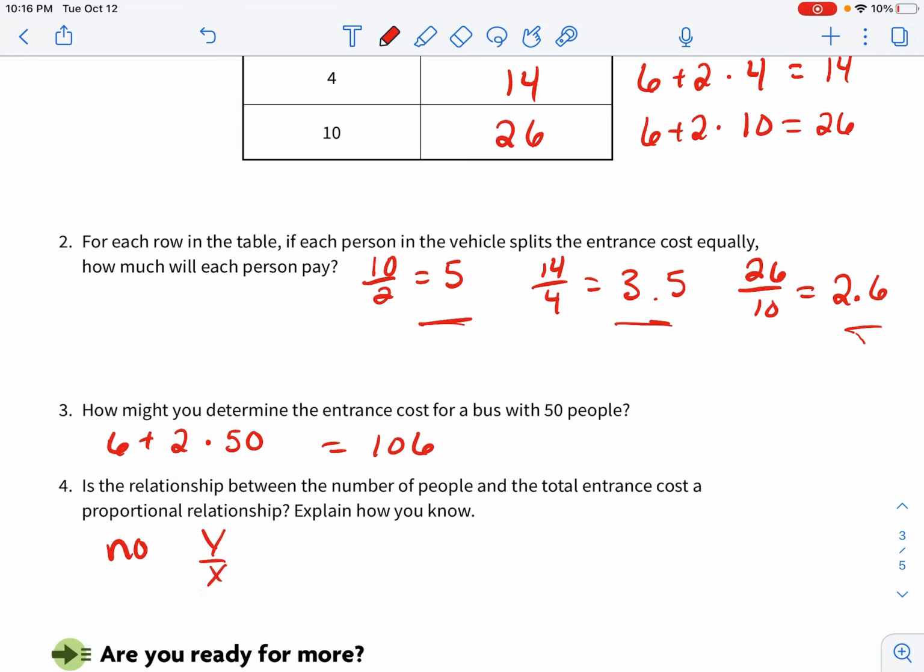So our y divided by x does not equal the same for each value.